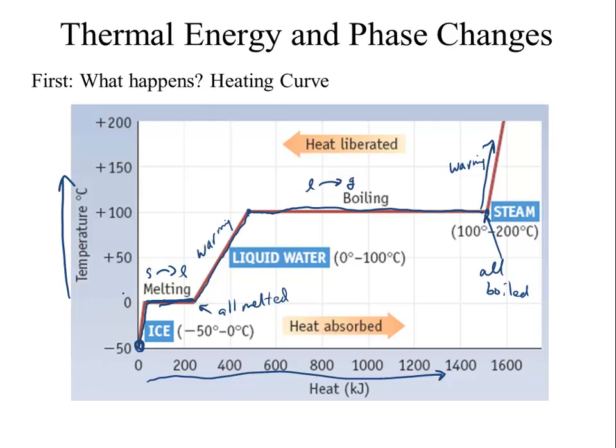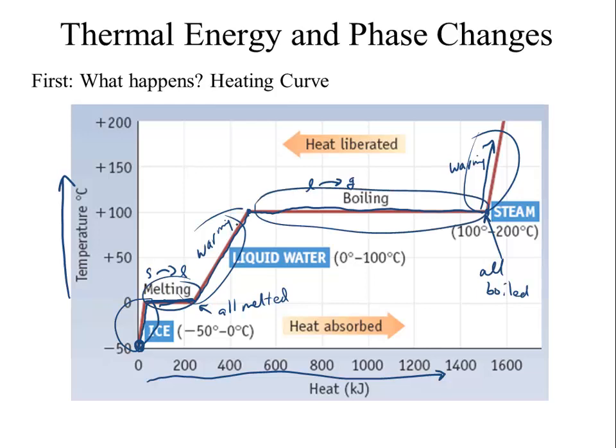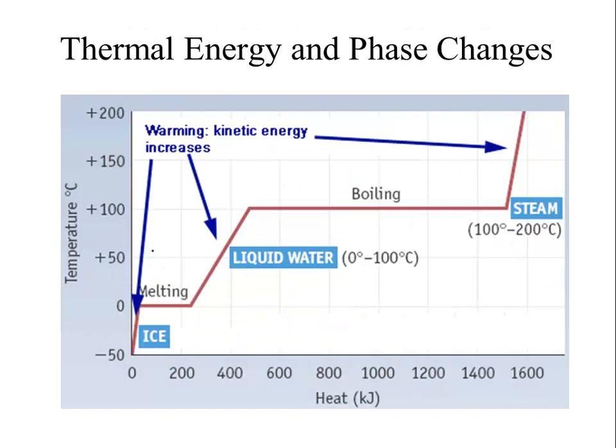So what we're seeing is that when you have a single state, you warm things. When you're at the boiling or melting point, the heat is used to cause the phase change. And so there are two distinct kinds of places where the heat gets used. It gets used to warm a single state, or it gets used to convert between states. So when you're heating a single state, it's warming, and the kinetic energy is increasing. That is, the molecules are moving faster because you're heating them.